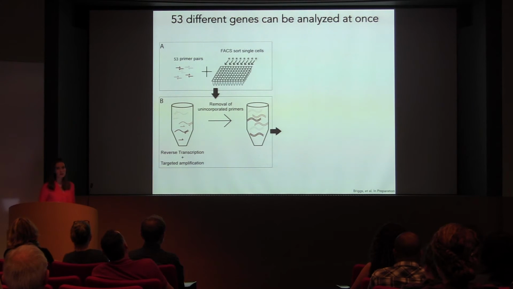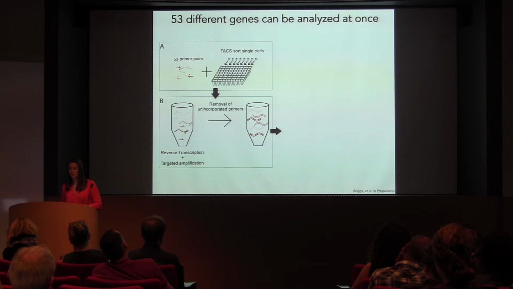We then do a reverse transcription and targeted amplification of just those genes in one tube, and then we remove any unincorporated primers, so we just have amplified cDNA of our genes of interest. And we do this for however many single cells we have.